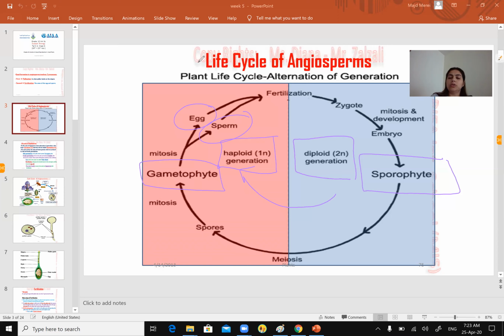You learned within this cycle that at the end of a sporophyte, spores are produced. These spores are produced by meiosis, which means that the diploid cell alternates with haploid cell. So these spores are actually haploid cells. They will go through mitosis to produce cells with the same number of chromosomes.